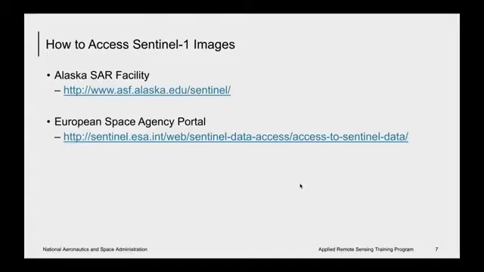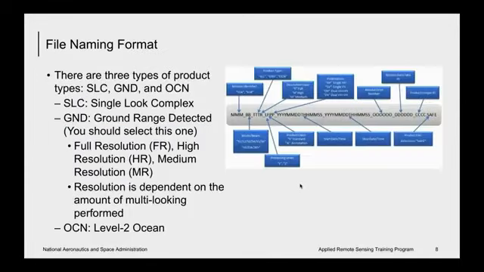So how do you access the Sentinel-1 images? There are 2 ways to access Sentinel-1. One is through the Alaska Satellite Facility, and the other one is through the European Space Agency portal, the Copernicus portal. For both, you have to register in order to be able to log in. But again, once you register, the data access is free.